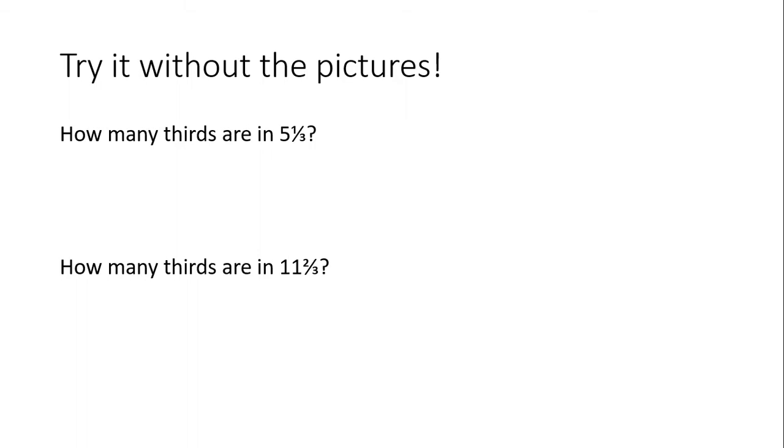First question, how many thirds are in 5 1/3? First we multiply 5 by 3, 5 times 3, and then add one more piece for the extra bit. 5 times 3 is 15, plus 1 is 16. Second question, how many thirds are there in 11 2/3? First we multiply 11 by 3, and then we add 2 extra bits. Why 2? Because there are 11 2/3, so we add 2 extra bits. 11 times 3 is 33. 33 plus 2, 33, 34, 35.